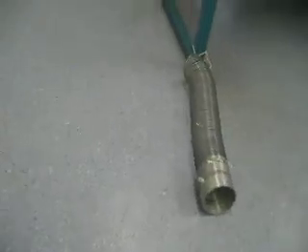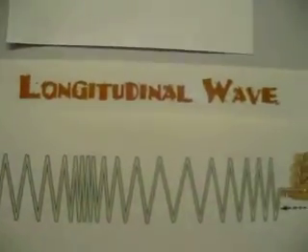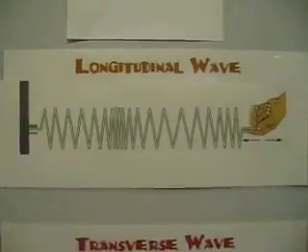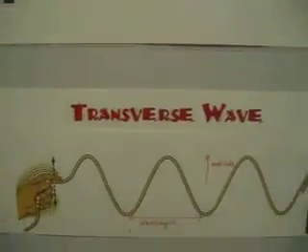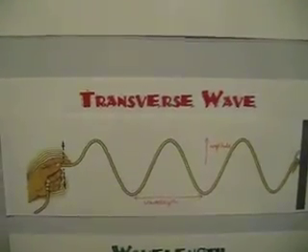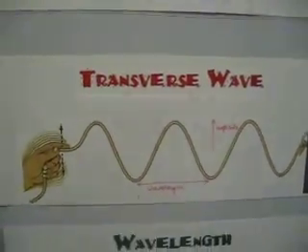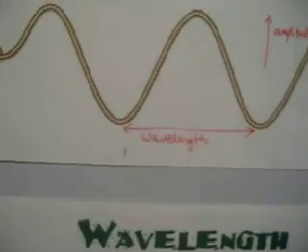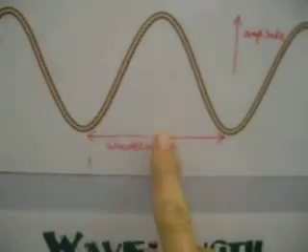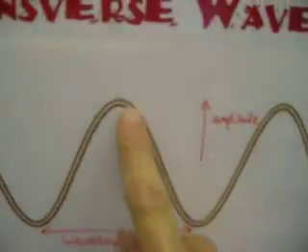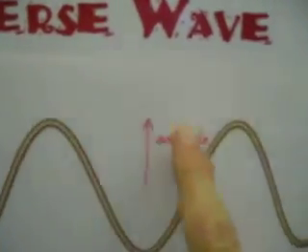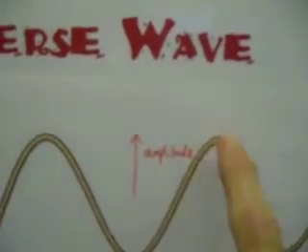Now, when we look at a wave, this is a longitudinal wave, that's the sound wave. This is a transverse wave, that's when I push the slinky from side to side. Now there are three parts of the wave. The wavelength is from the bottom of the wave to the bottom of the wave, or you can measure the wavelength from the top of the wave to the top of the wave.